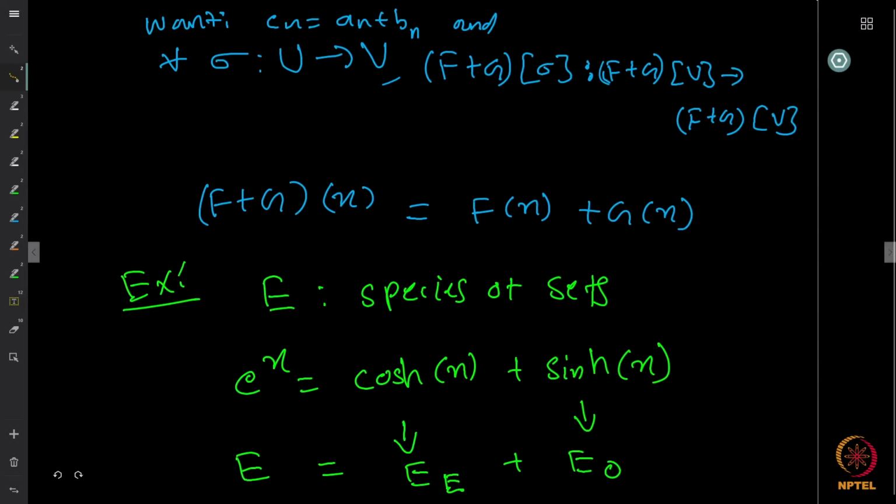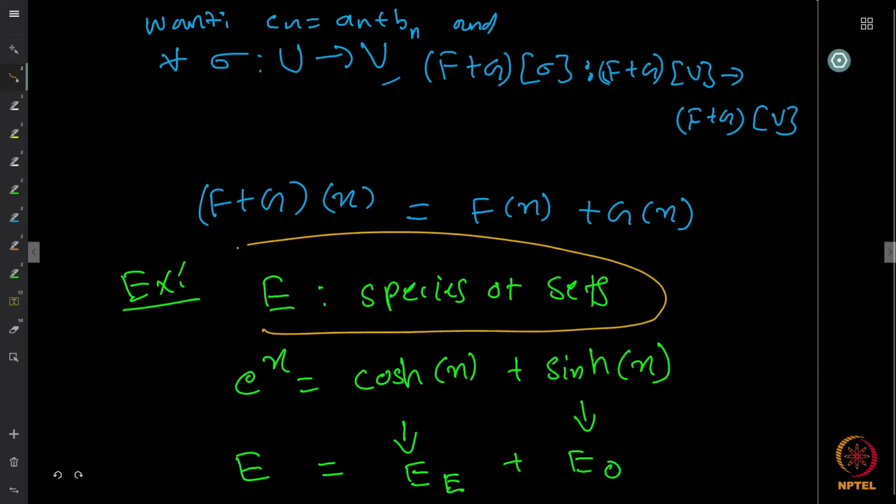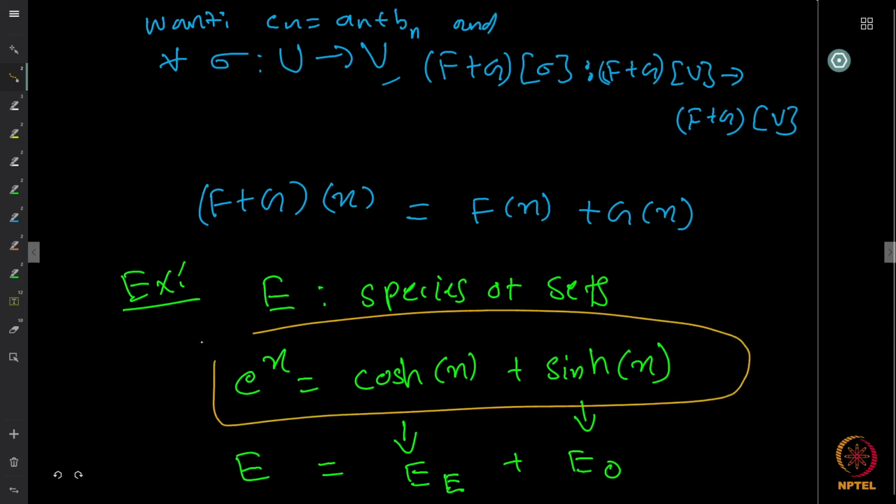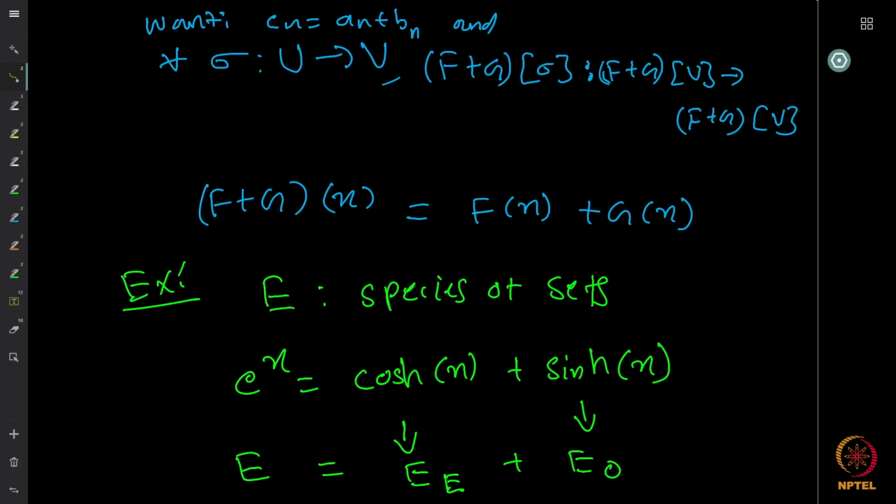So an example is the species of sets. E is the species of sets. Then what is the generating function for E, which is e raised to x? Okay, we saw this, or you can prove this. Now we know that e raised to x is actually equal to cosh of x plus sinh of x, right? Something that we have studied in calculus.